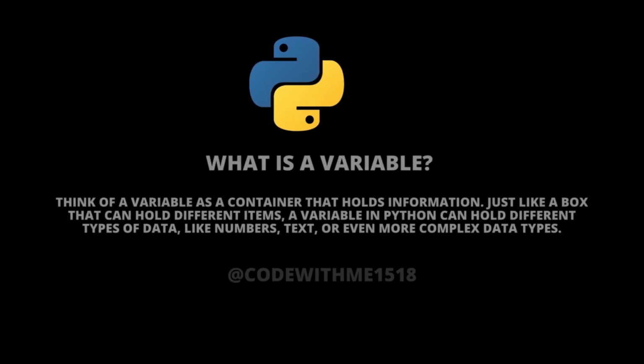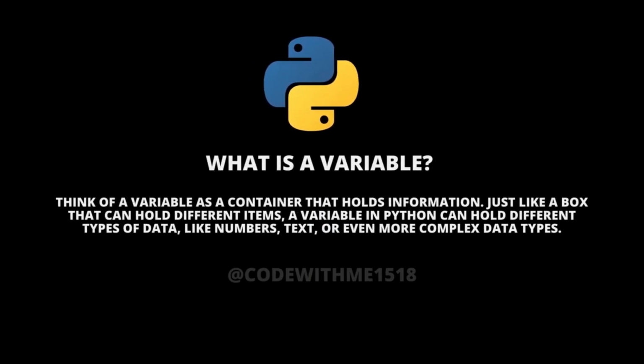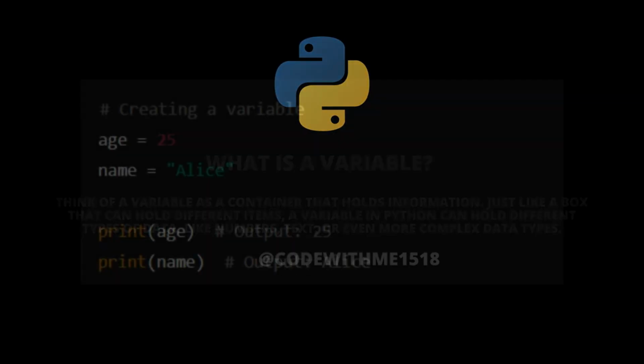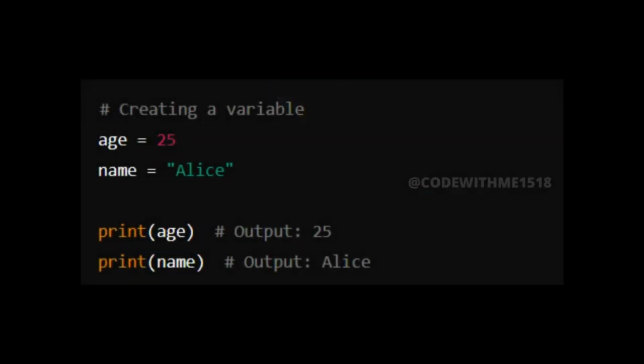What is a variable? Think of a variable as a container that holds information. Just like a box that can hold different items, a variable in Python can hold different types of data, like numbers, text, or even more complex data types. Here's a simple example. See? Age is a variable holding the number 25, and name is a variable holding the text Alice. Variables are super useful because they let us store and work with data easily.